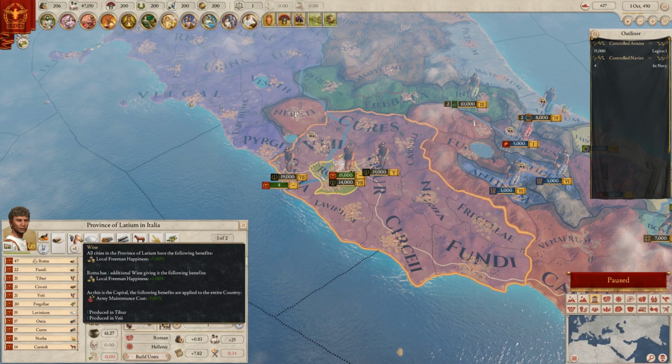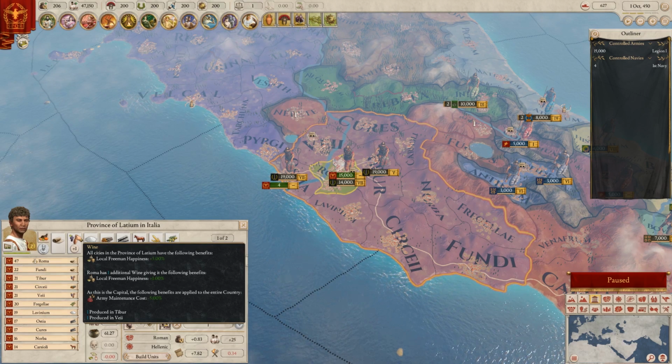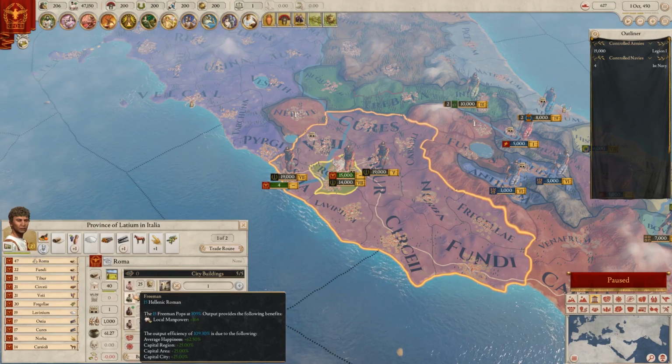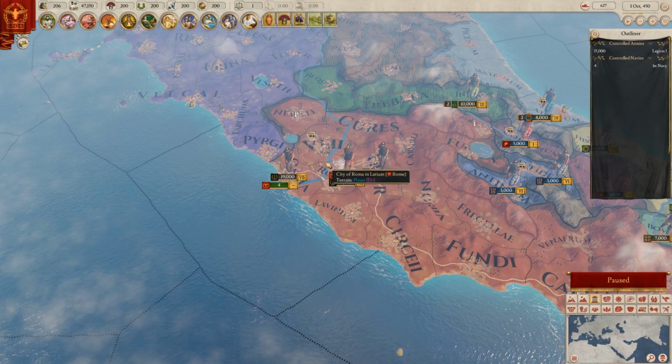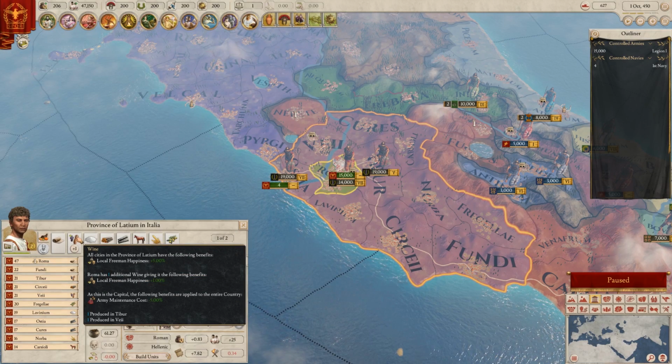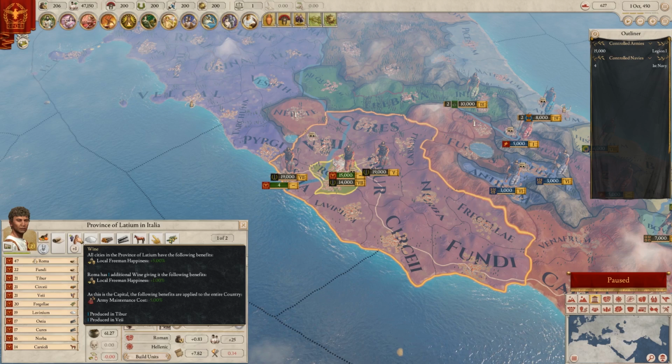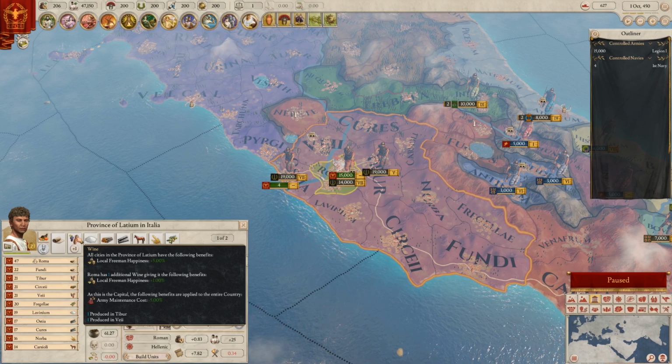And then you can tell that having 1 extra wine gives local freeman happiness, and freeman is one of the 4 pops available in this game. These guys will become more happy if I have extra wine. But it's also a very special thing, and that is if it's your capital province. So if your capital province has surpluses, it gives extra bonuses.